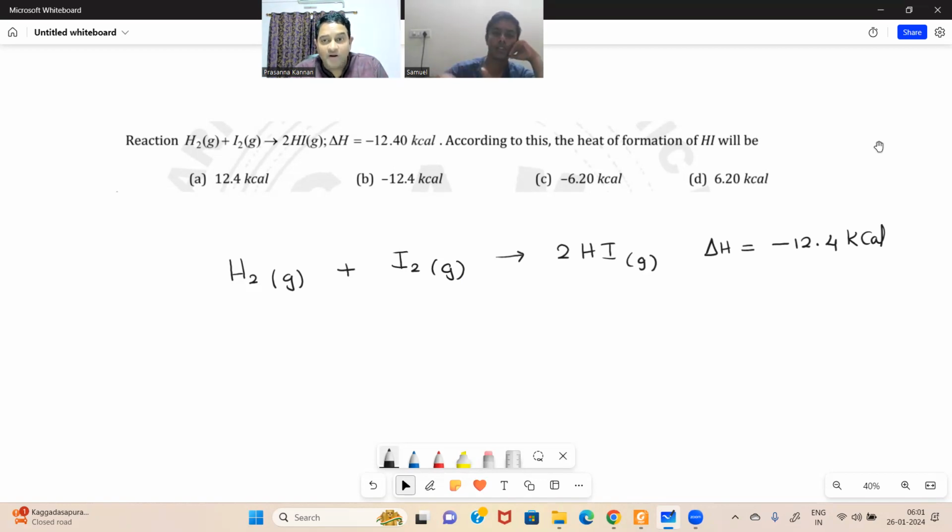So heat change. Now apply this definition to this question here. The heat change involved in formation of 1 mole of HI from its constituent elements. Very good. What are its constituent elements? Hydrogen and iodine. Correct. Very good. So can you write an equation for heat of formation of HI?